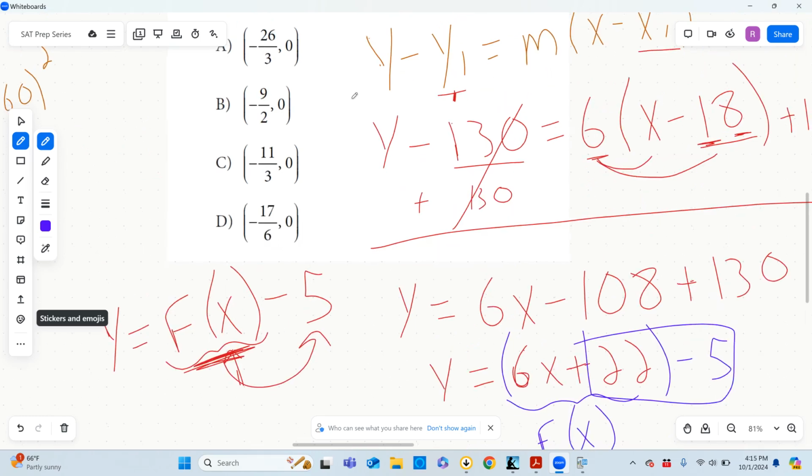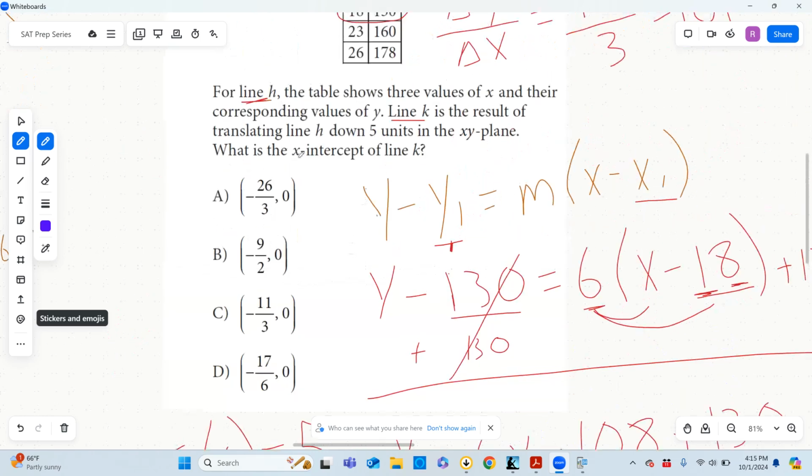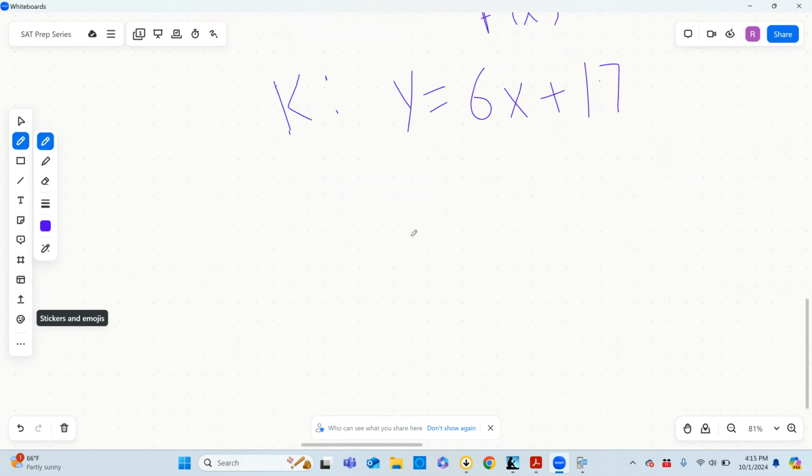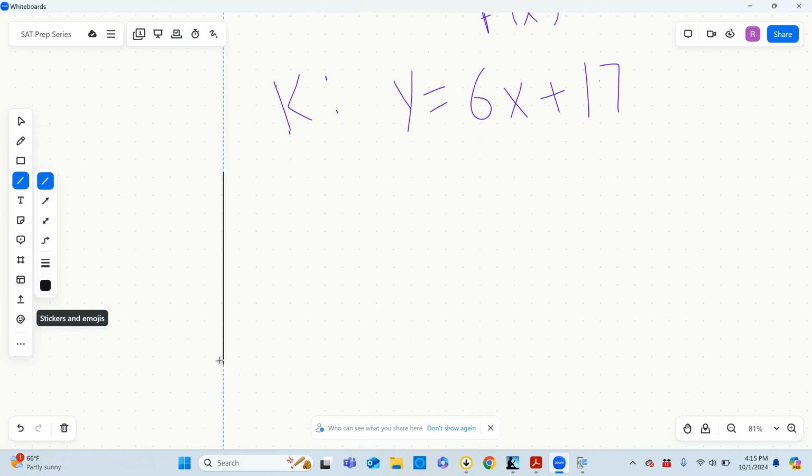Last but not least, we actually want the value of the x-intercept. Well, where is the x-intercept? Think about your x-axis on a coordinate plane. Let's draw in a quick coordinate plane.